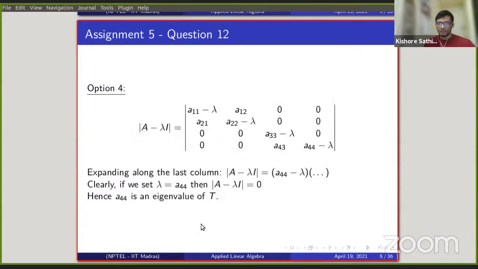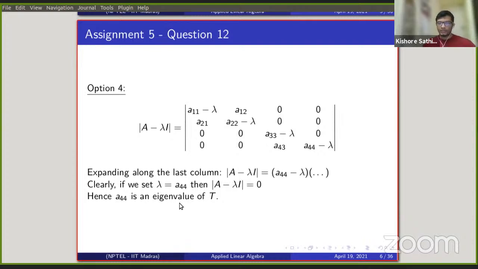All right, next slide. So the first three options were correct. And the fourth option is asking us to check if A44 is an eigenvalue or not. So this is quite an easy extension of the question. Let's just stick to our standard way of expanding the determinant to find the eigenvalues. We know that the eigenvalues are given by the solutions to the determinant of A minus lambda I equal to 0. So we subtract lambda along the diagonals and try to find the determinant.